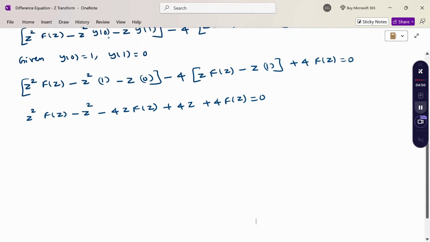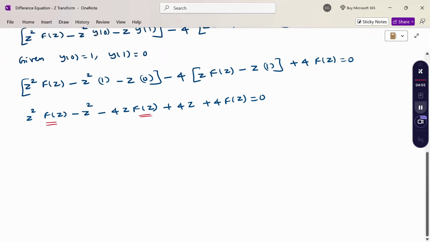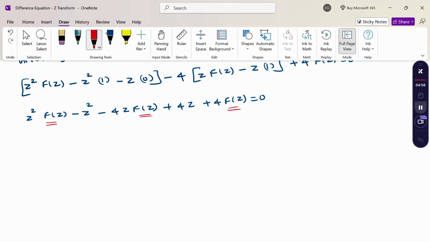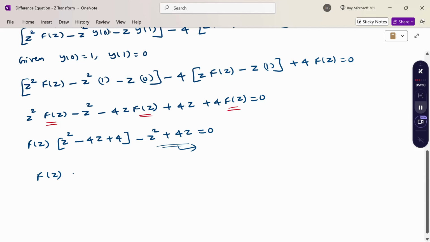Now take f of z common. When I'm taking f of z common, we get z square minus 4z plus 4. Then what is the other term? The balance term, minus z square plus 4z equal to 0. Take this term to the right hand side. Therefore f of z into z square minus 4z plus 4 equal to z square minus 4z.